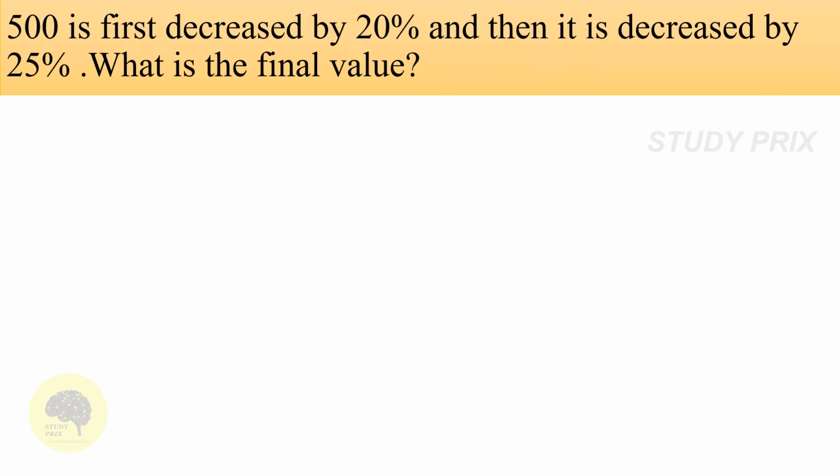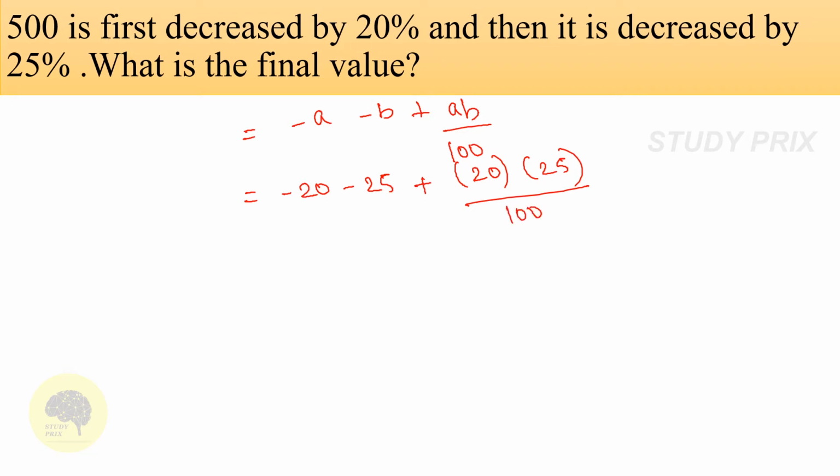Okay. Coming to the next question: 500 is first decreased by 20% and then decreased by 25%. What is the final value? Therefore, both a and b decrease. So we have to apply the formula minus a minus b plus ab divided by 100. Here a is 20 and b is 25, so minus 20 minus 25 plus 20 multiplied by 25 divided by 100. Therefore, minus 45 plus 500 divided by 100. So we get minus 45 plus 5, minus 40%, a 40% decrease in the total value.